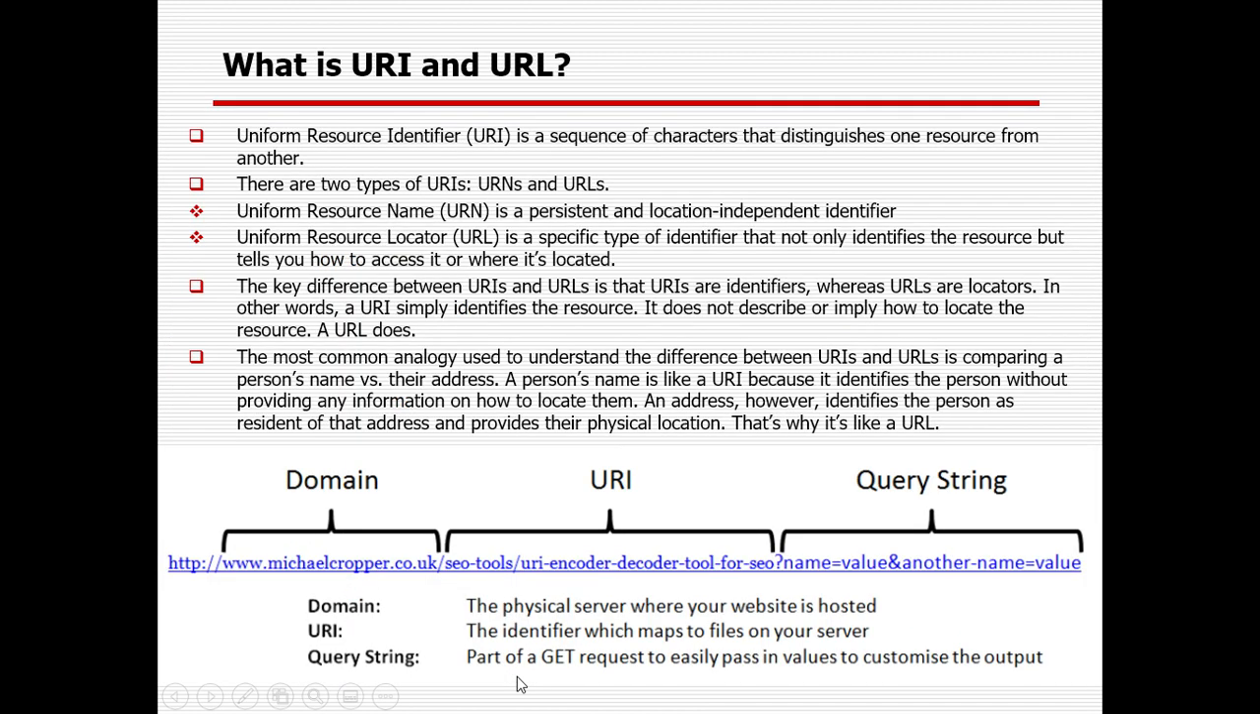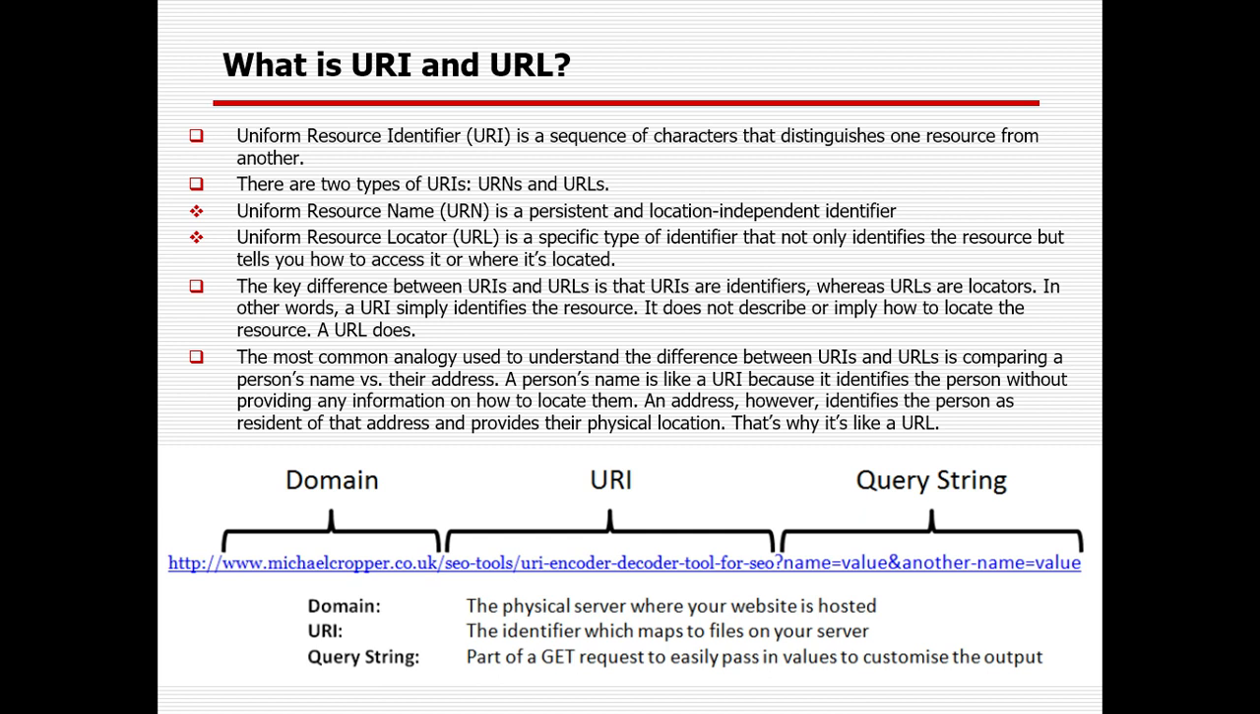So what is URI and URL? For URL, if you enter something in the browser to access it, that kind is mostly a URL. So what is URI? URI is nothing but Uniform Resource Identifier, a sequence of characters that distinguishes one resource from another. Okay. So what are the different types of URI available? There are primarily two types of URI: URN and URL.